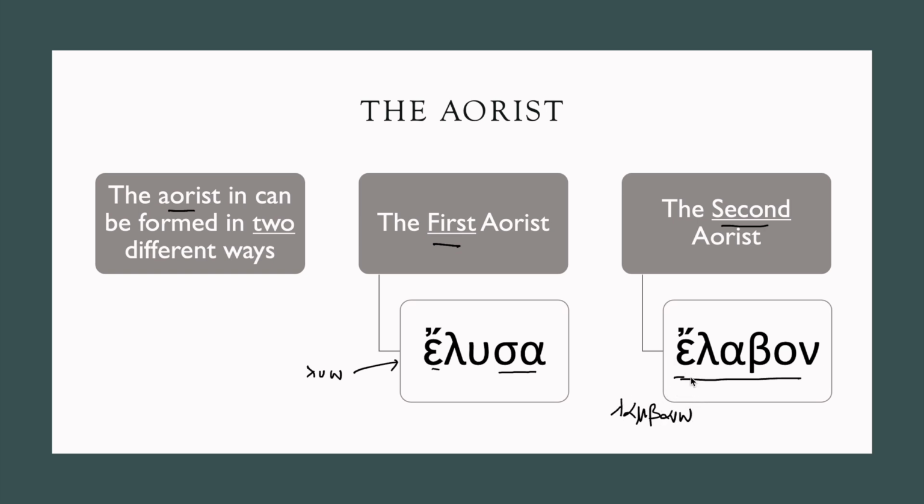You have an augment and you have a set of endings, but no tense formative, and what we're seeing here is that tense stem, that verb stem, is a little bit different than the actual lexical form that we learned. That's a key part of the second aorist, but we'll get to that next week. For now, let's focus on the first aorist.